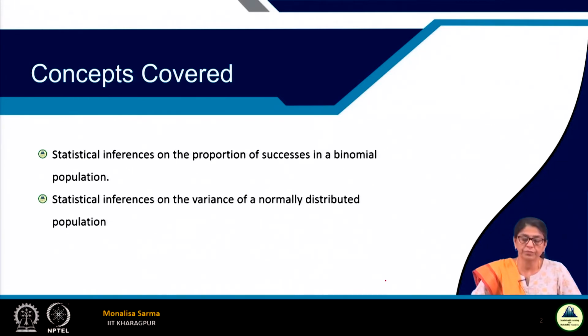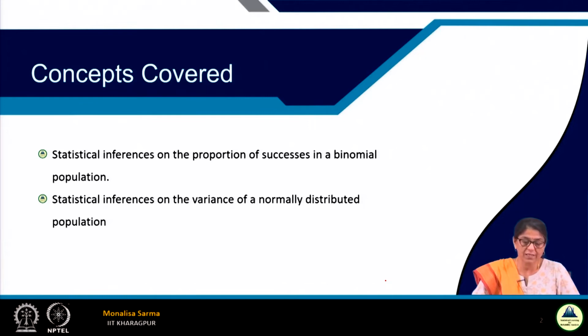As I told you again and again, the sampling distribution is basically the backbone of any inference. So when we see statistical inferences on the proportion of success, we will actually consider the sampling distribution of the proportion.